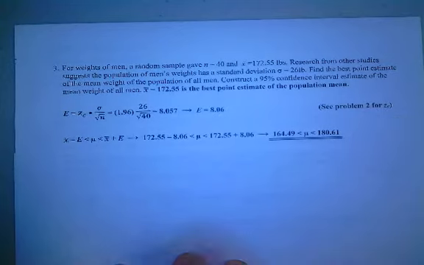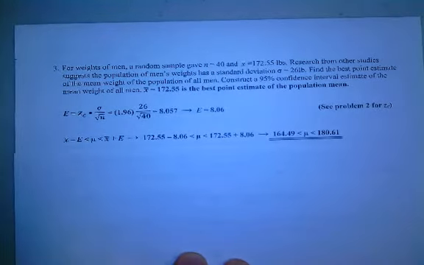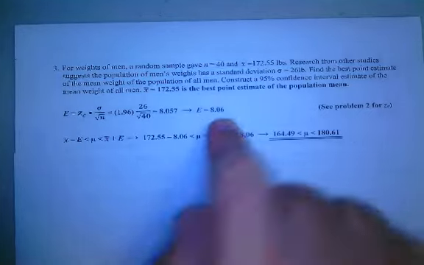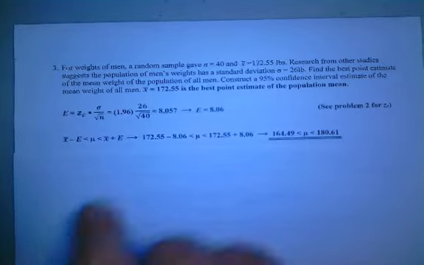In the previous problems, we found out that a 95% confidence level is a z-score of 1.96. So 1.96 times the 26 divided by the square root of 40. Again, that was the sample size. That gives us 8.057, so I rounded to 8.06 for my margin of error.